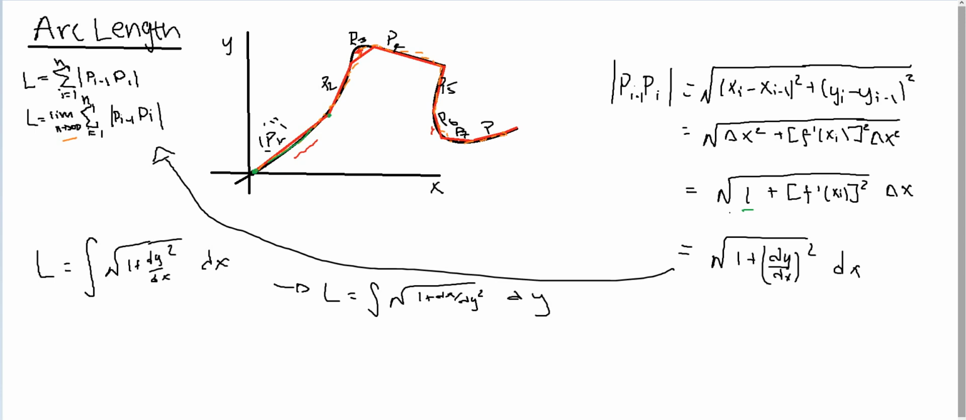So that is how we compute arc length, and it does make a lot of sense because we want to find infinitely small tangent lines to our curve in order to find the length.